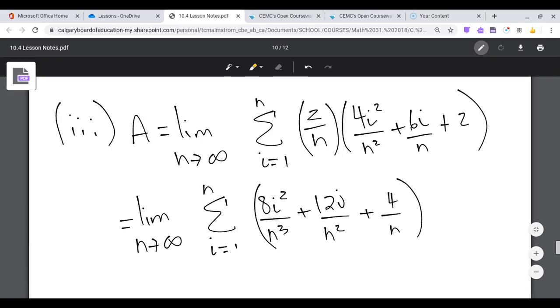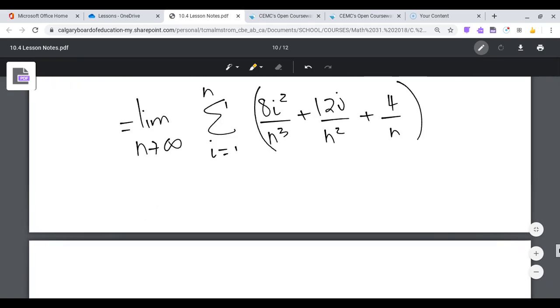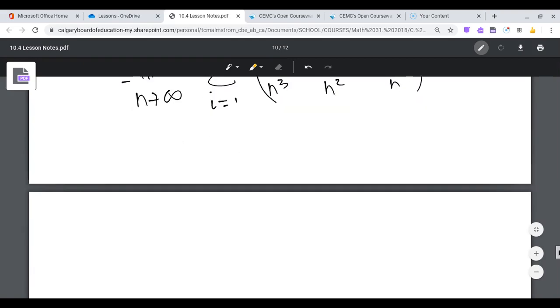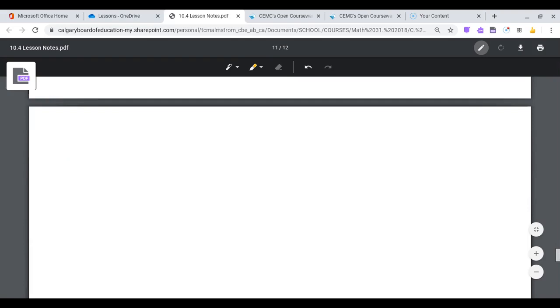Okay, now what I'm going to do is separate each of those into their own sigma notation. And I'm going to just do 2 steps in one here. I'm going to take out my constants, so the 8 on n cubed. I'm going to put it in front of my sigma right away, just to reduce the number of lines of work. Okay, so I'm going to scroll.